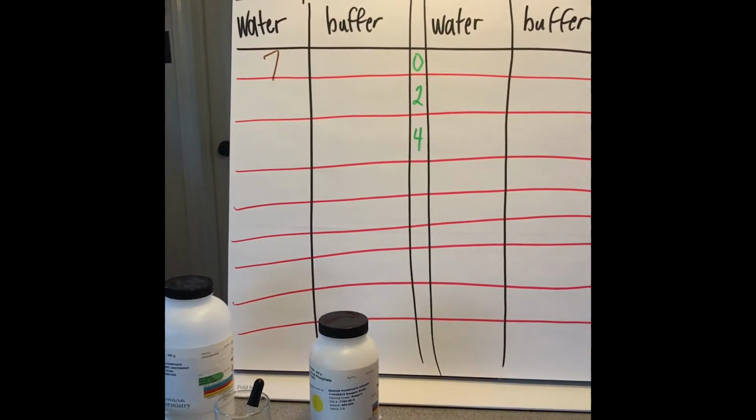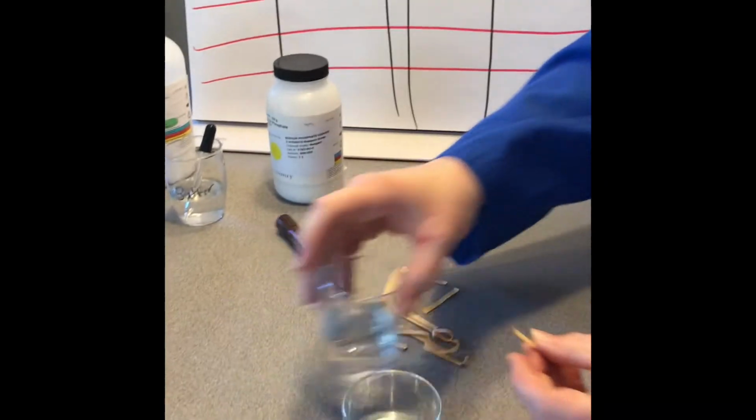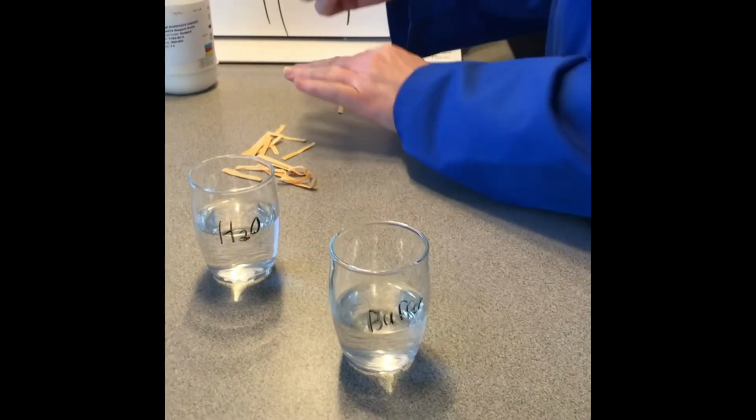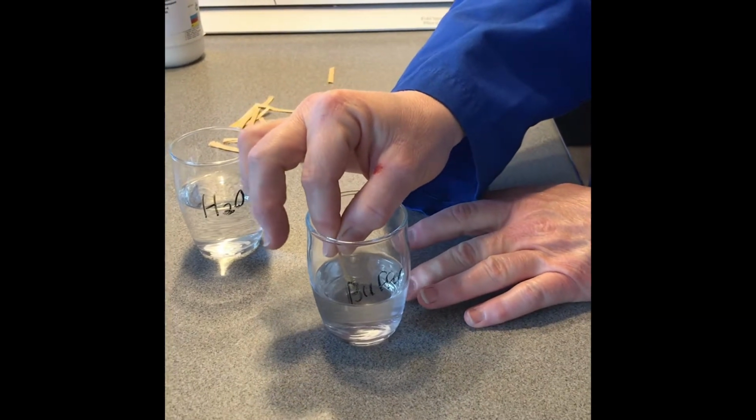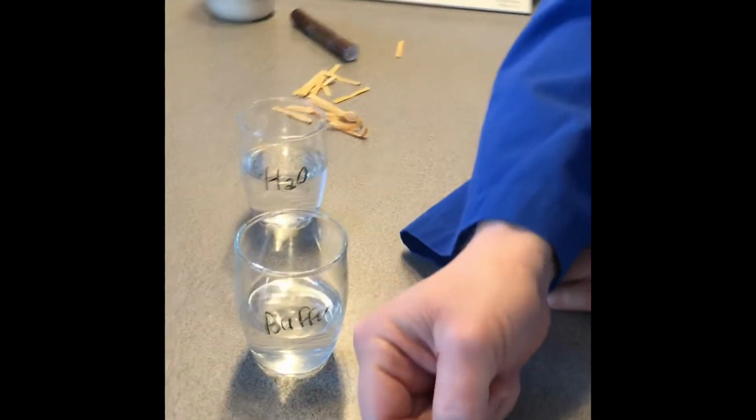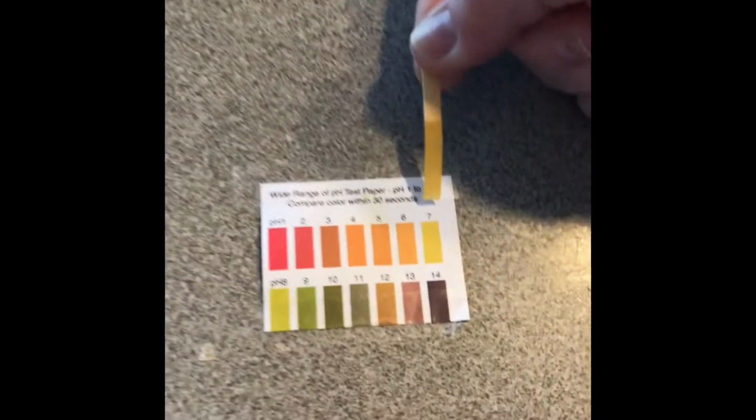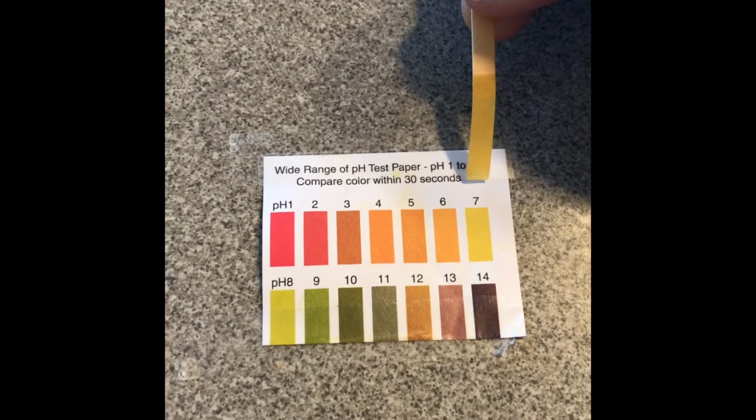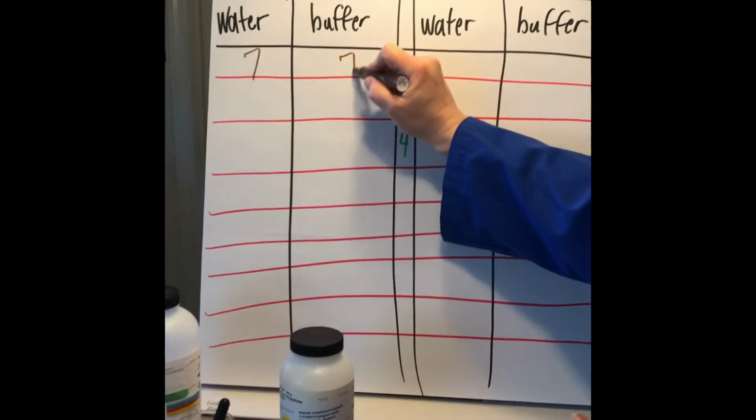Now I'm going to do the same thing with my buffer. I'm going to add my pH paper to my buffer and compare its pH, and you should be seeing it's the same, 7. So the buffer right now has a pH of 7.